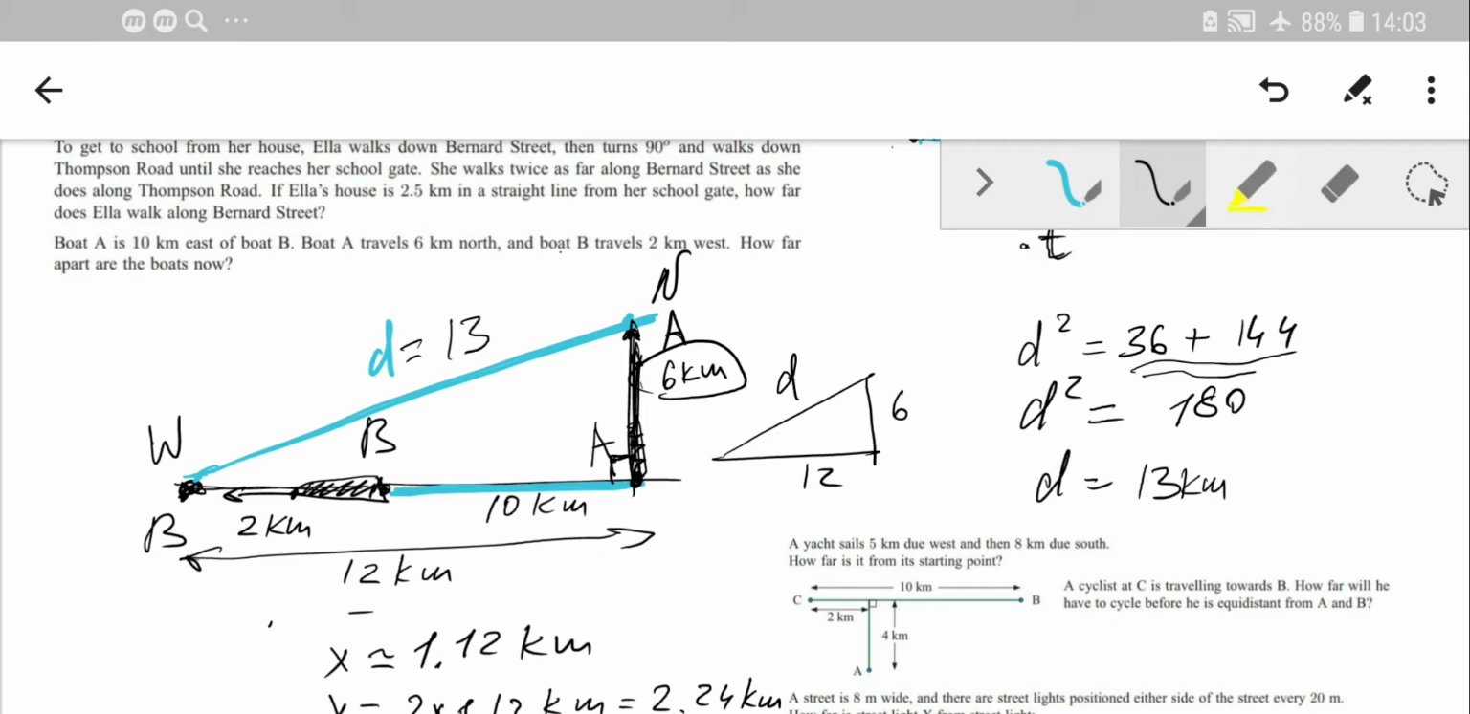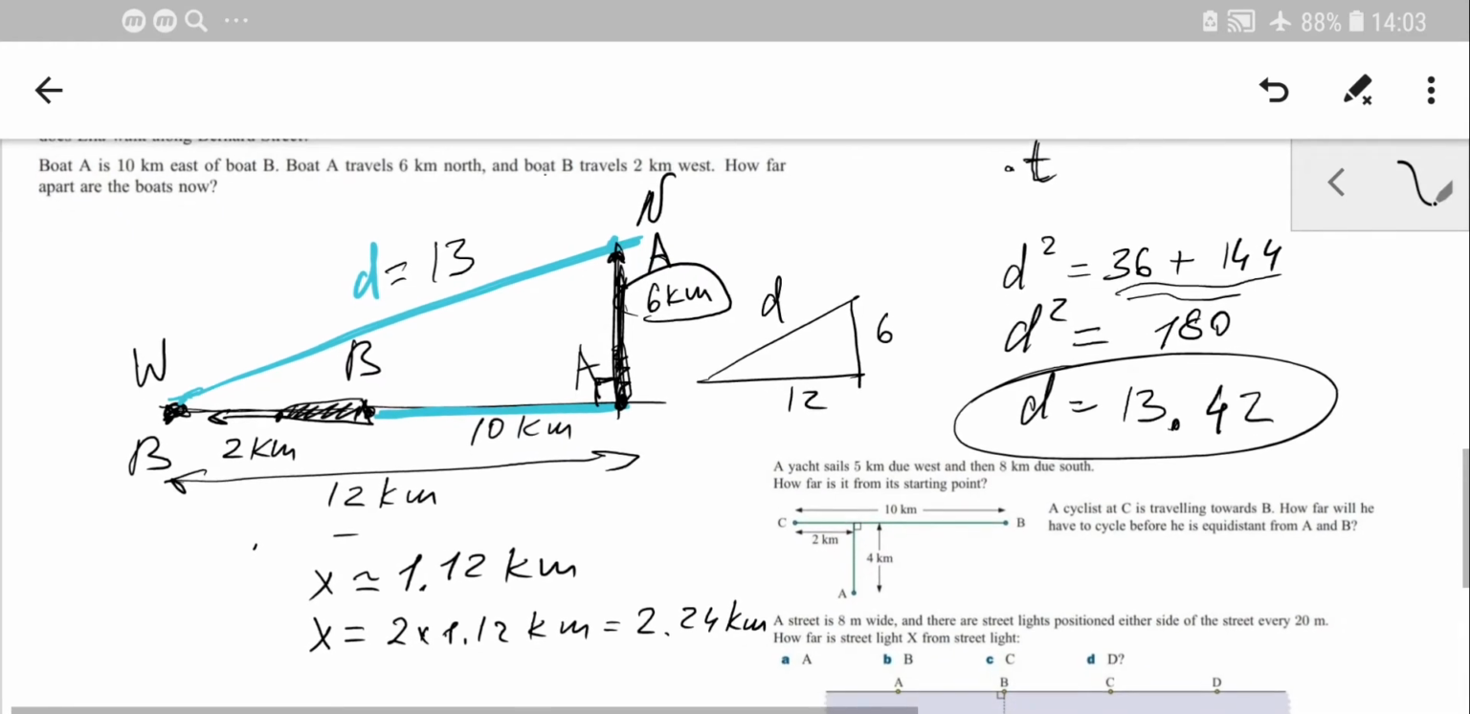Let's calculate the square root of 180. That's about 13.42. Okay, yeah, correct. That was my bad miscalculation. So that's why the distance is going to be 13.42 km. Okay, but the logic stays the same.